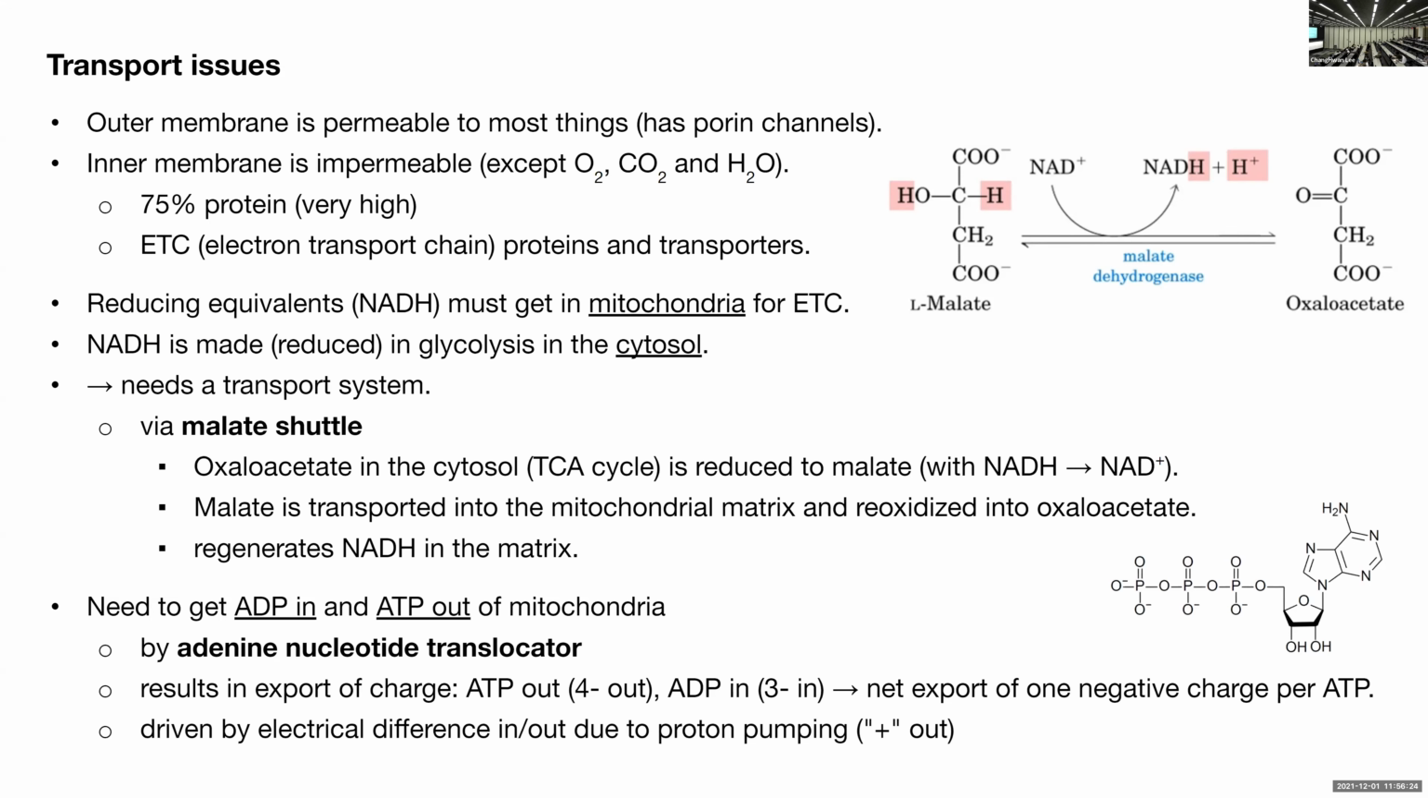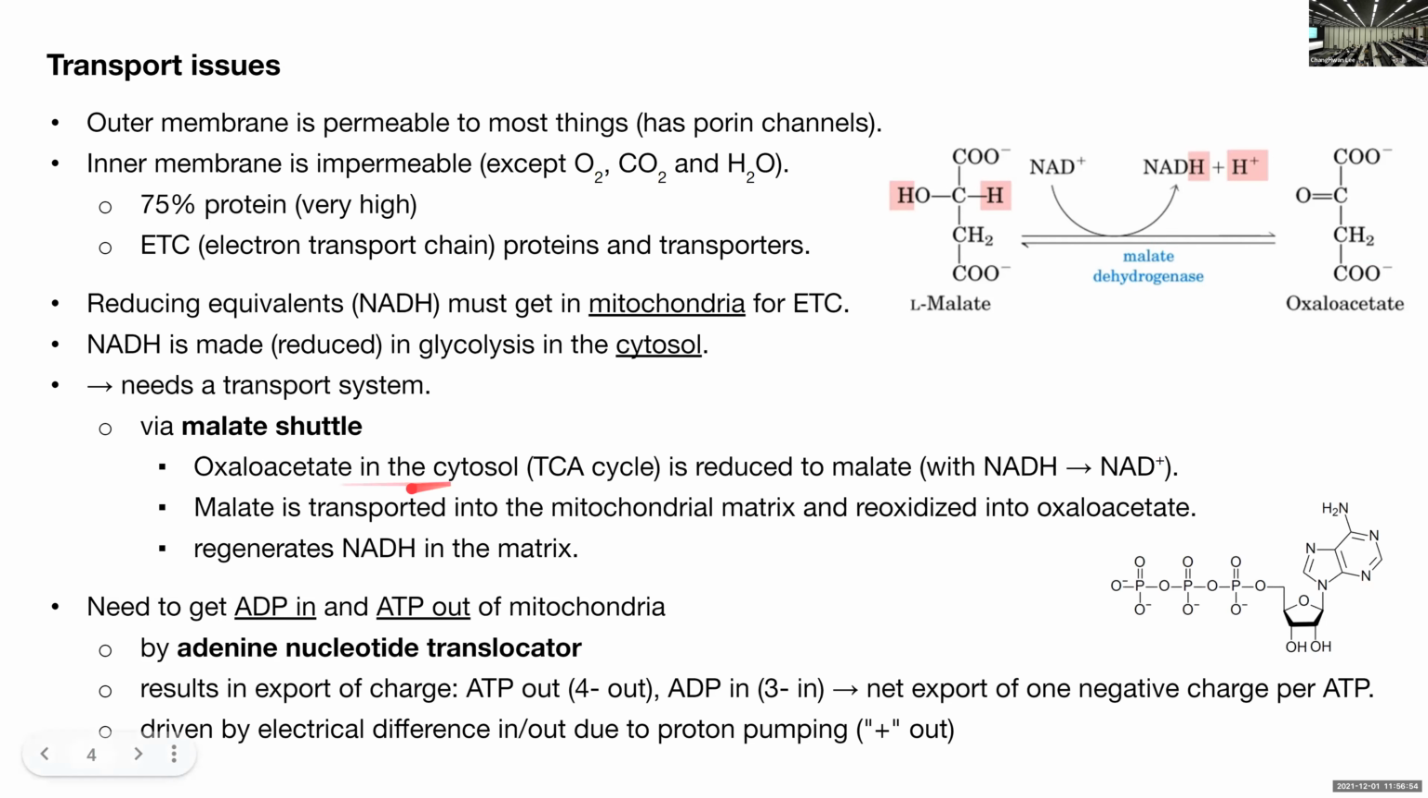It's not in the mitochondria, so it must be transported in. So it uses this malate shuttle system where oxaloacetate, again, this is the starting molecule of the TCA cycle, if you recall it, reacts with the acetyl-CoA to get the acetyl group, right? And then becomes the citrate and so on.